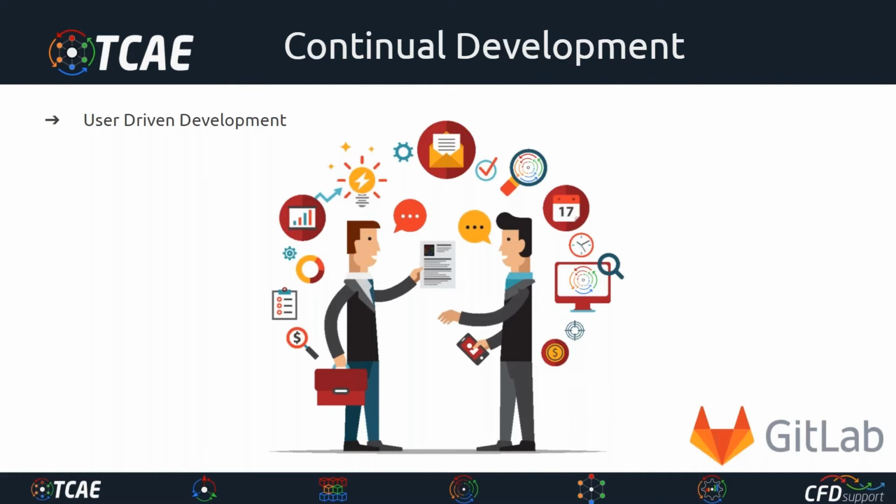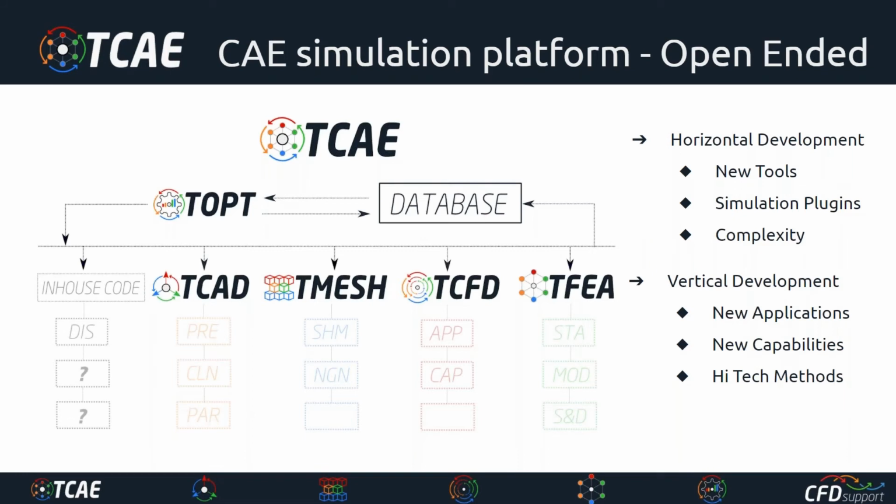That's what we use, and TCAE is definitely an open-ended system of simulation modules. It will always keep its modularity. Regarding this, we have two ways of thinking. There is horizontal development, which is adding new tools, new software modules, and complexity, and also vertical development, which is adding new applications, new capabilities, and high-tech methods for those existing modules.